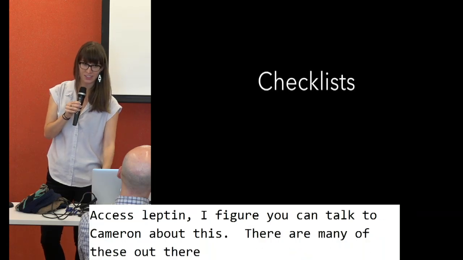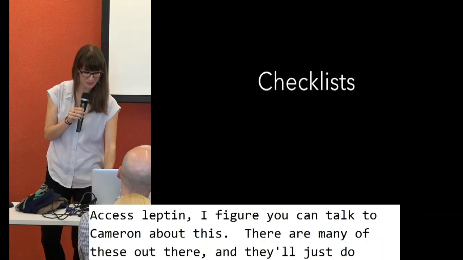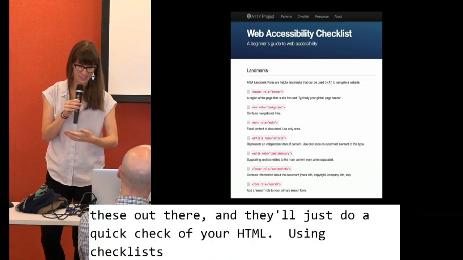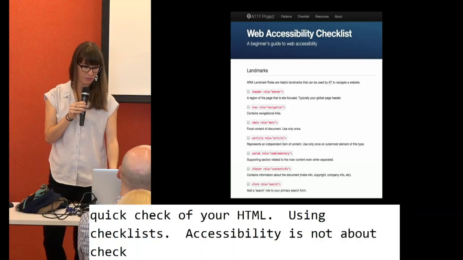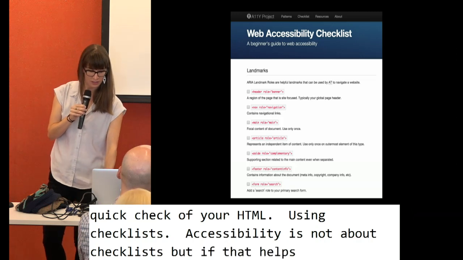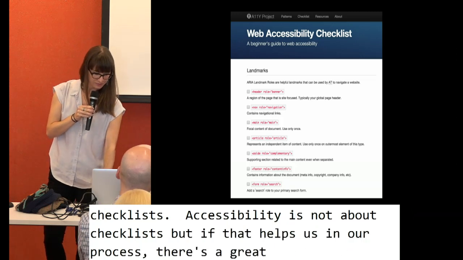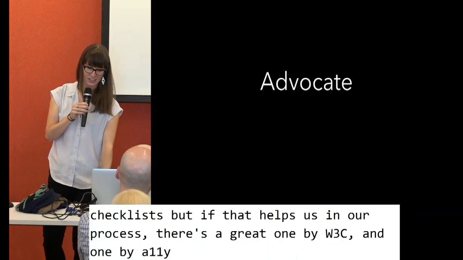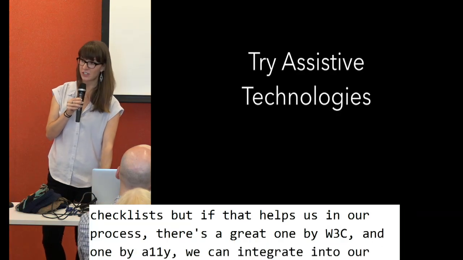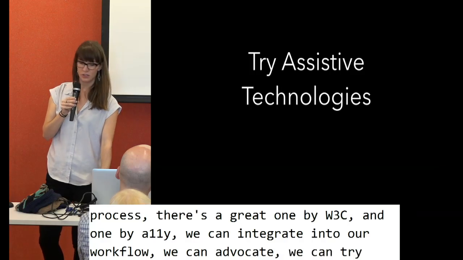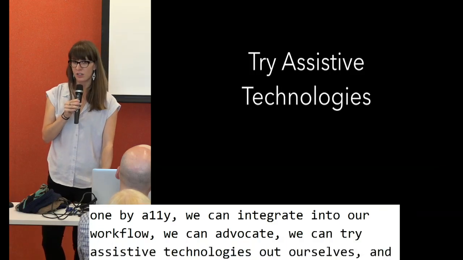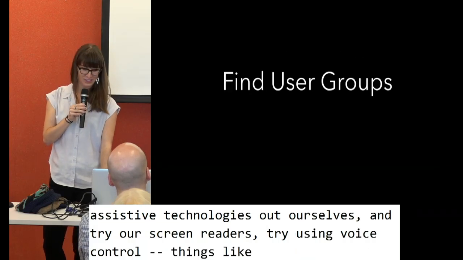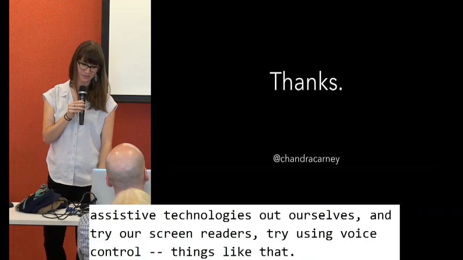We can use checklists. Accessibility is not about checklists, but if it helps us in our process, that can be a good thing. There's a great one by W3C and by A11. We can integrate into our workflow, we can advocate, we can try assistive technologies out ourselves, try our screen readers, try using voice control, things like that. And we can find user groups, we can do audits, and that's it.